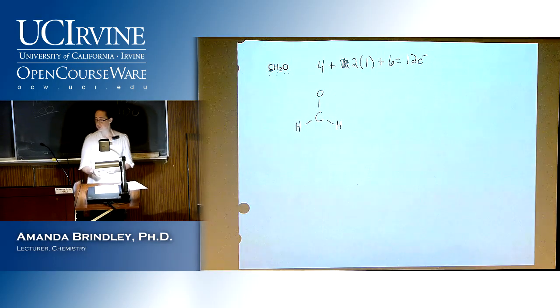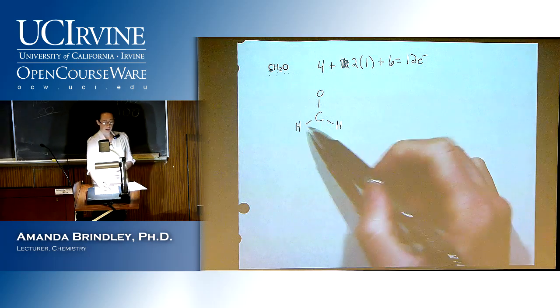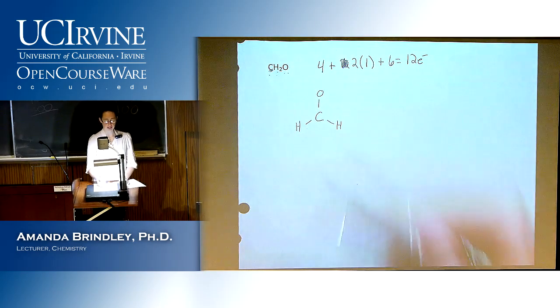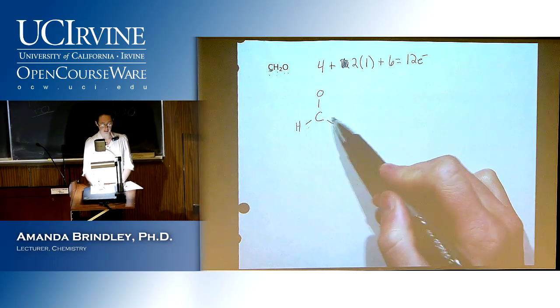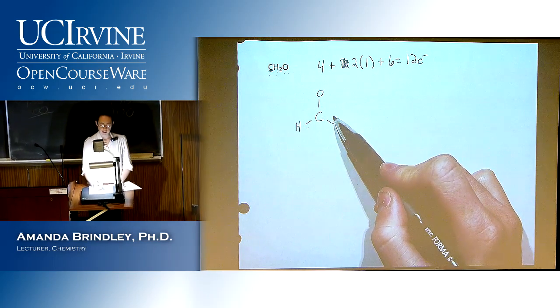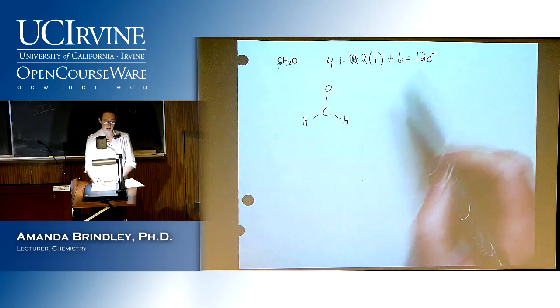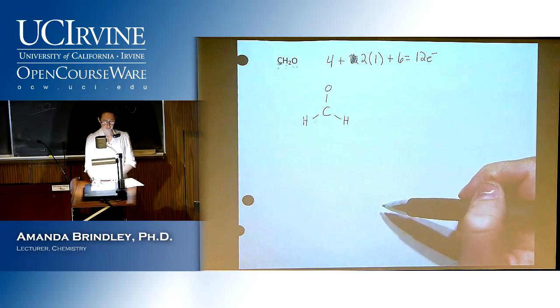Now we try to distribute our electrons. Hydrogen doesn't form an octet, right? Hydrogen is the duet rule. It only has 2 electrons. So we have 2 electrons here and 2 electrons here, and 2 electrons here. So that leaves us with 6 electrons to work with.